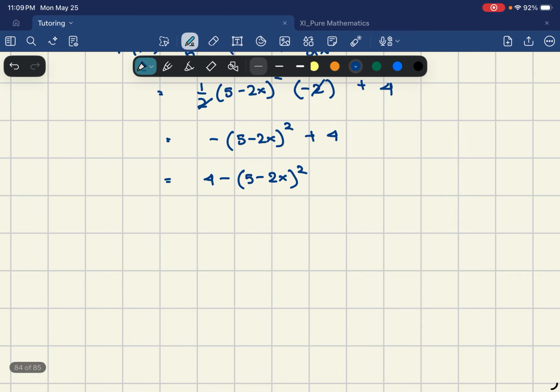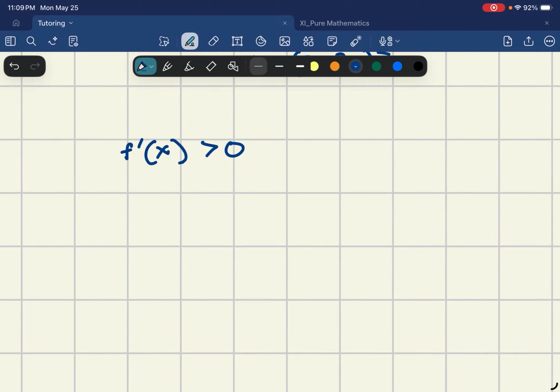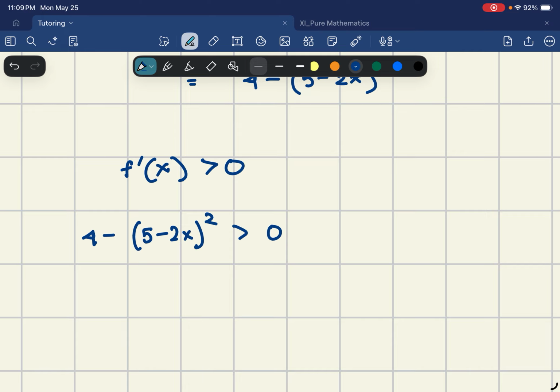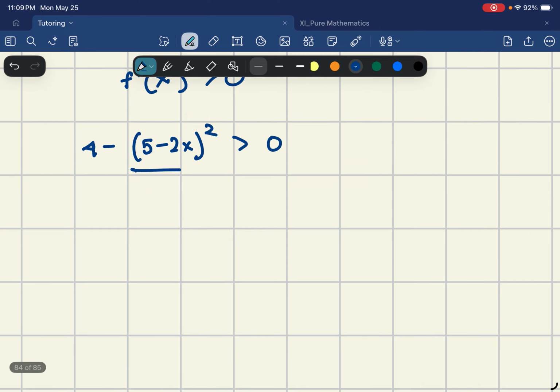So now we need to check when f dash of x is bigger than 0, right? That is when the function is increasing. So 4 minus 5 minus 2x squared is bigger than 0. And I can add this expression to both sides. So I will get 5 minus 2x squared is less than 4.